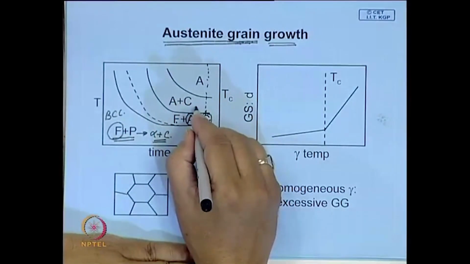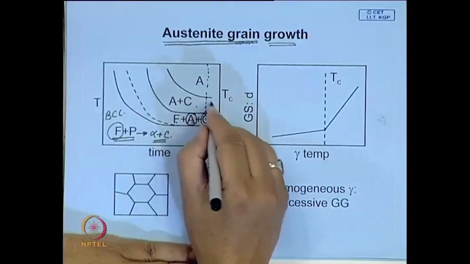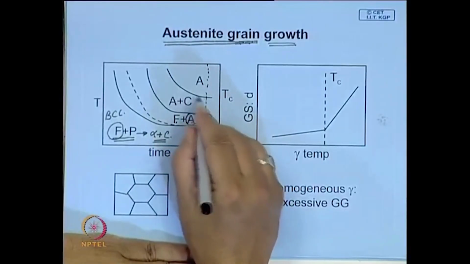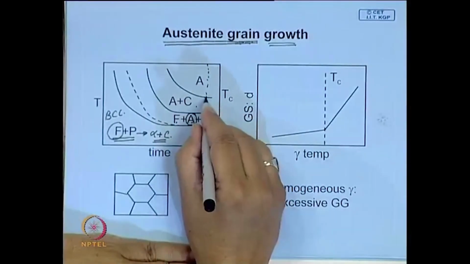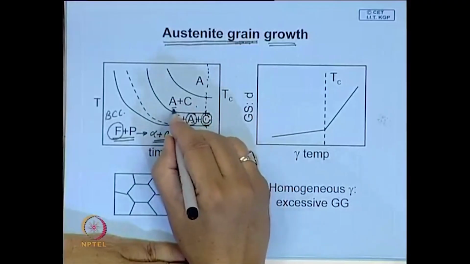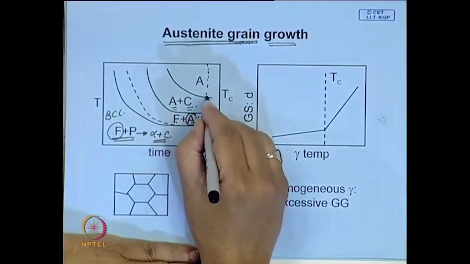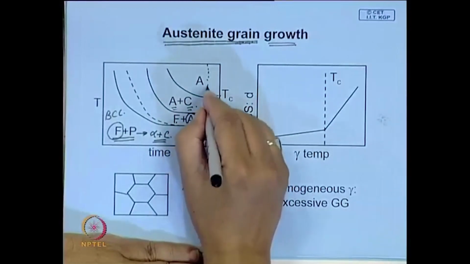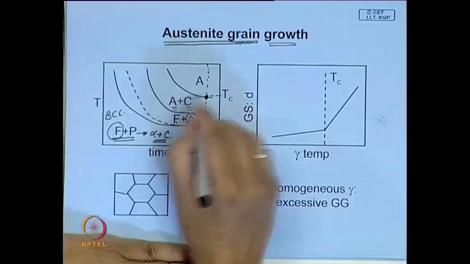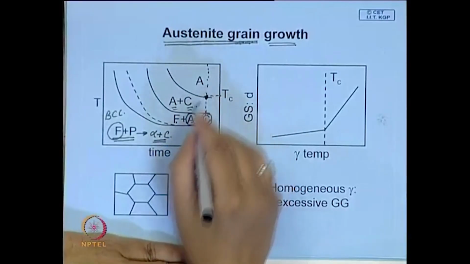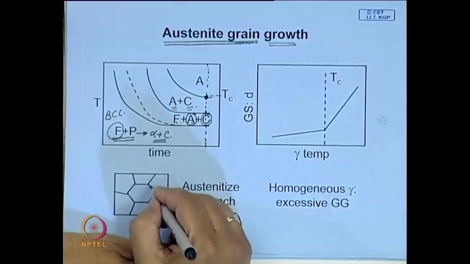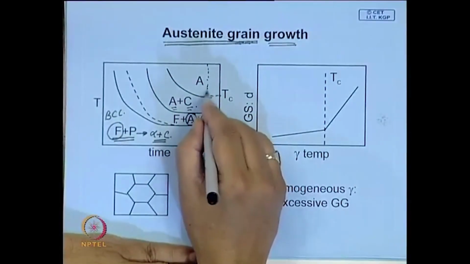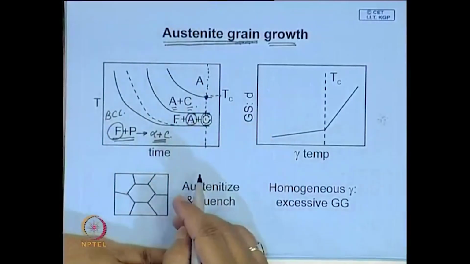And here you have austenite, but you may still have some of these carbides not dissolved in austenite. So, you have a region where you have austenite plus carbide. Now, there is a temperature here where these carbides also dissolve. When these carbides dissolve, there is nothing to pin these grain boundaries. So, once you exceed this temperature, the grain starts growing at a much faster rate.